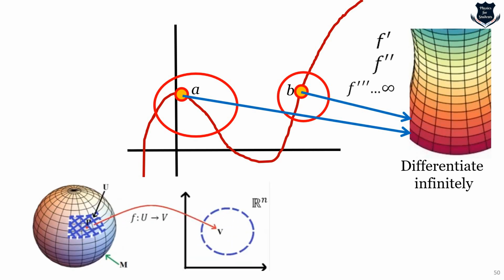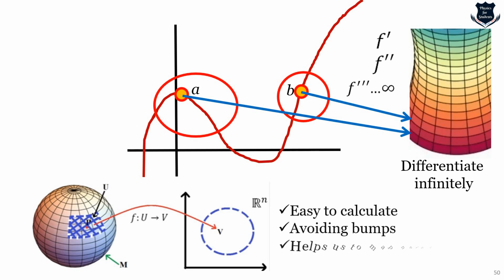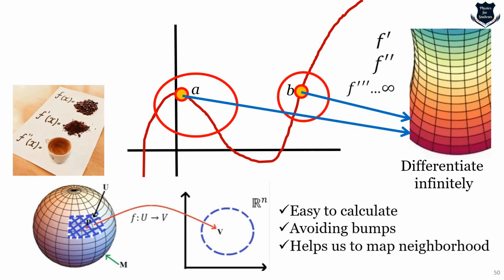As you see on the globe, which is mapped from U to V into Rn, it continuously goes on differentiating. It becomes easy because it is easy to calculate. It is easy because we are avoiding bumps and jitters, and it also helps us to map a neighborhood, which is a part of topology. I'm not going to cover it right now. A very simple example: you see the coffee beans had been differentiated first, and then the second time we get liquid coffee. So if we continuously differentiate it, finally it will go into infinity.